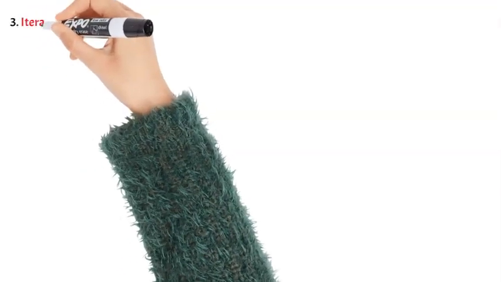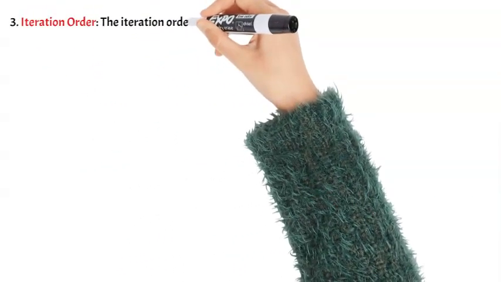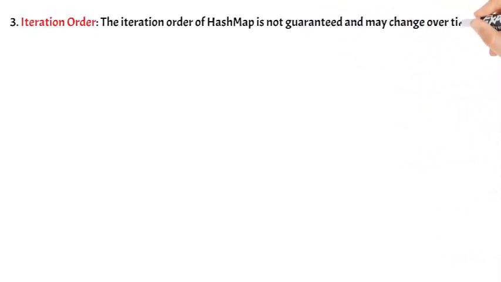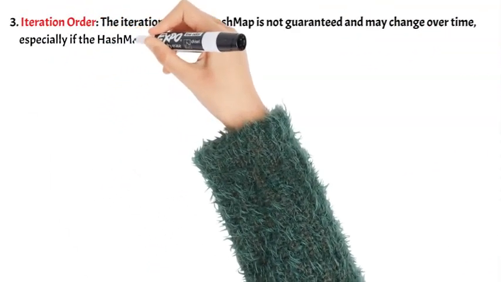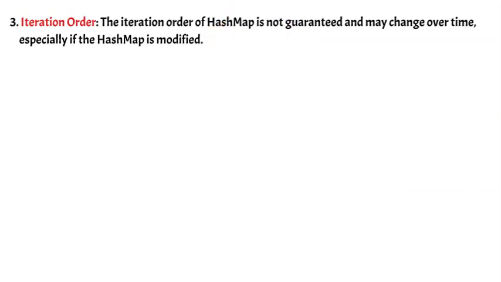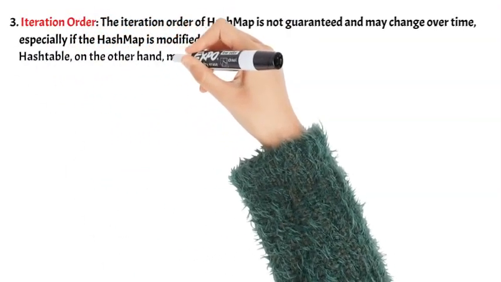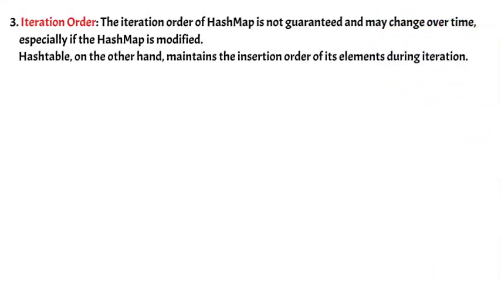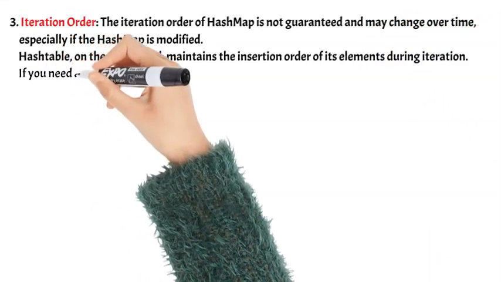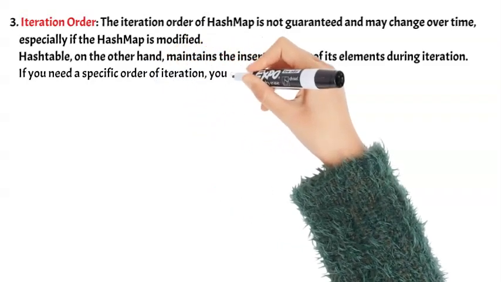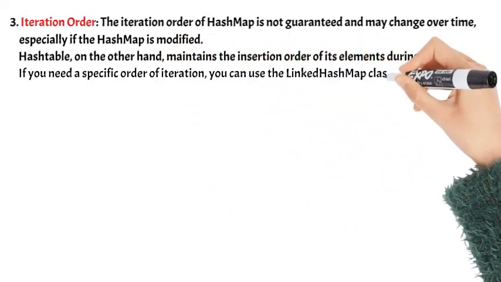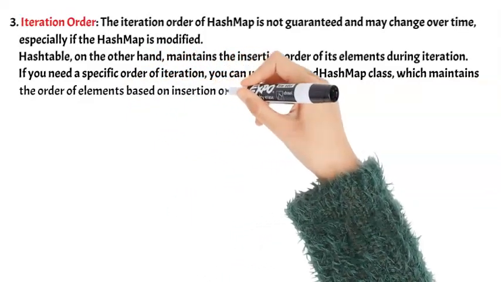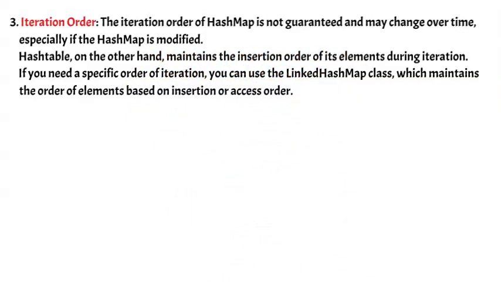3. Iteration order. The iteration order of HashMap is not guaranteed and may change over time, especially if the HashMap is modified. HashTable, on the other hand, maintains the insertion order of its elements during iteration. If you need a specific order of iteration, you can use the LinkedHashMap class, which maintains the order of elements based on insertion or access order.